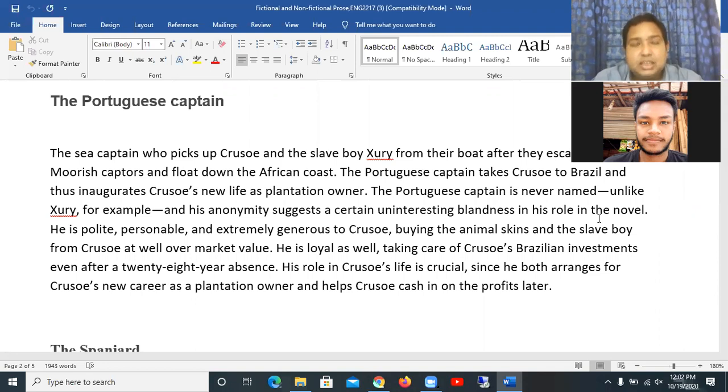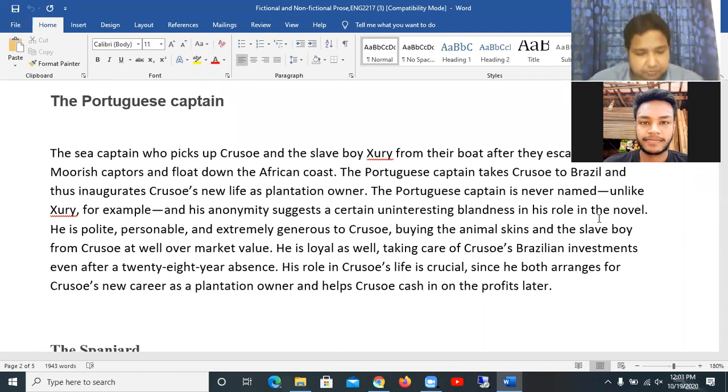It is the Portuguese captain who saved not only our hero Robinson Crusoe, but Xury, from the hands of the sea pirates, because they were captive in the Moorish port of Salé, near the African coast. The Portuguese captain takes Crusoe to Brazil and thus inaugurates Crusoe's new life as a plantation owner.